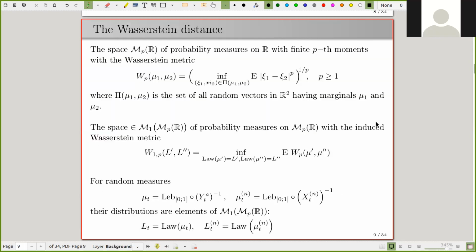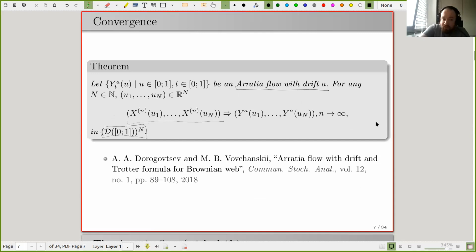And the natural question is, can we measure this, whether we can measure the speed of convergence. And I want to present a scheme for obtaining such estimates by mimicking the idea of the joint paper of Dorogovtsev and Fomichov, which I will cite later.